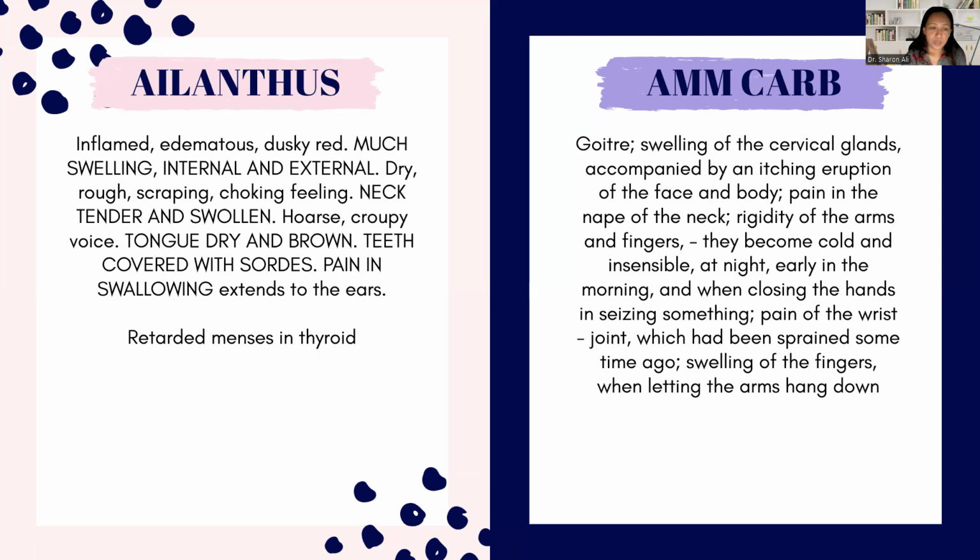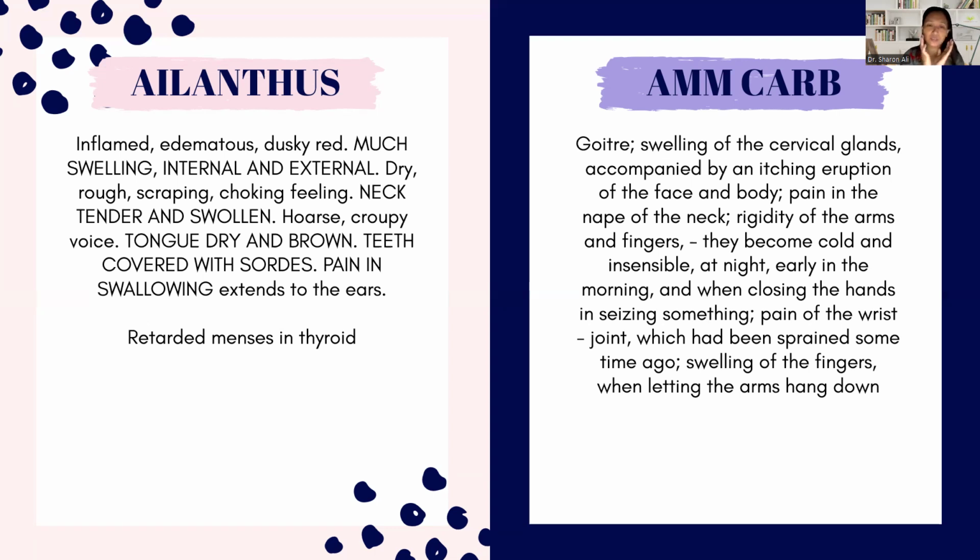Okay. Now, Ailanthus. Ailanthus is a remedy which we can give for thyroiditis. Okay. So if you can see, there is inflammation, edematous, dusky red, mud swelling of the throat, internal as well as external, meaning the throat outside also swells, inside also swells. Okay. There is a dry, rough, scraping, choking feeling. The neck feels tender and swollen. Okay. The teeth are covered with sordes. Pain on swallowing extending to the ear.